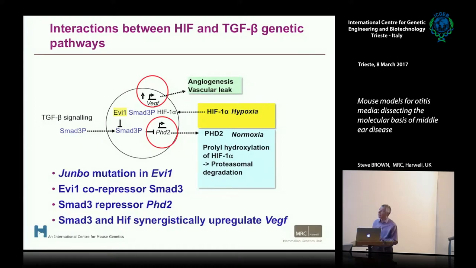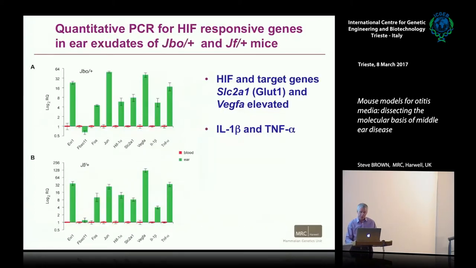So the question is, if that is our model, how can we show that it's correct? We went on to do a whole number of experiments that look at what the exudate looks like, and does it reflect the kind of pathways that we think are being perturbed. So first of all, we looked at what genes are being transcribed in both the epithelium and exudate in the HIF-responsive pathways. We looked at a whole series of genes.